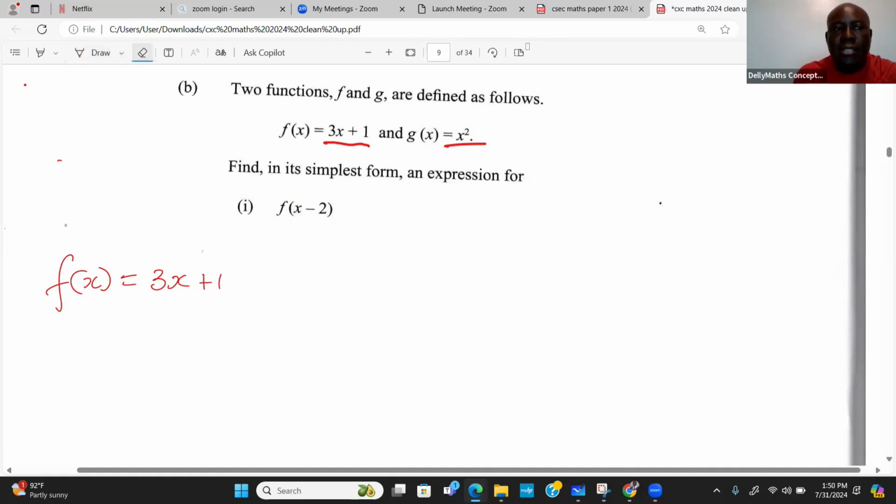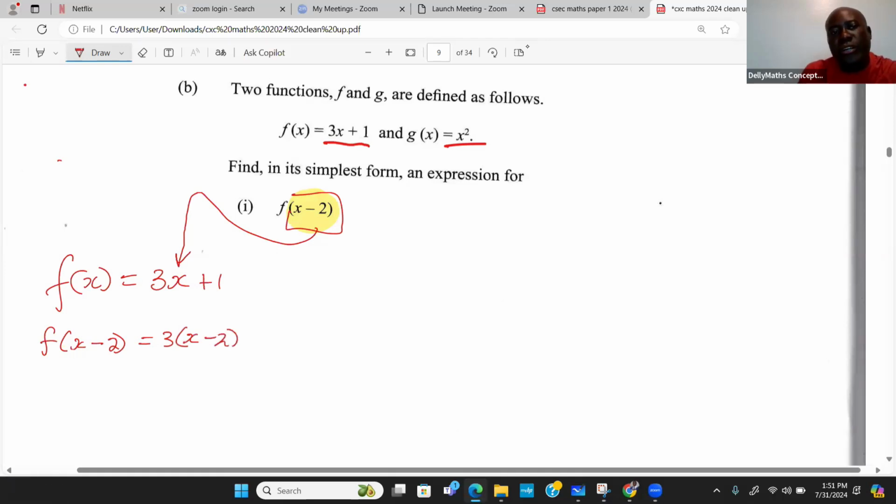What they want us to do, though, is that we want to express f of x minus 2. So all of this idea here will actually go where x is. So I'm not going to evaluate f of x, right? I'm looking at f of x minus 2. So it simply means that I'm going to substitute x minus 2 where the x would have been. So from this original function here, x was substituted by x minus 2.